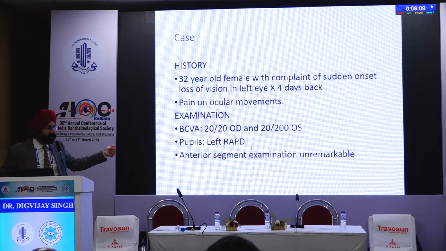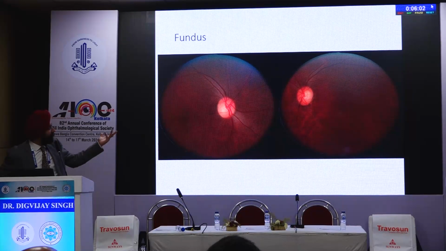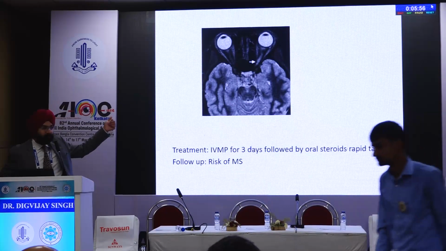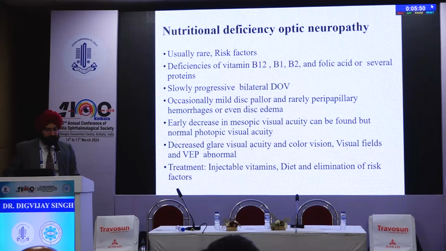There is an RAPD, and that's why, you should not dilate blanketly all your cases, as Dr. Ankur in the morning pointed out. And when you look at the fundus, it appears absolutely normal. There is no change whatsoever. But when you look at the MRI, you can see that there is an involvement of the optic nerve on the left side along that tract. So this is a case of retrobulbar neuritis and would require treatment with IVMP.